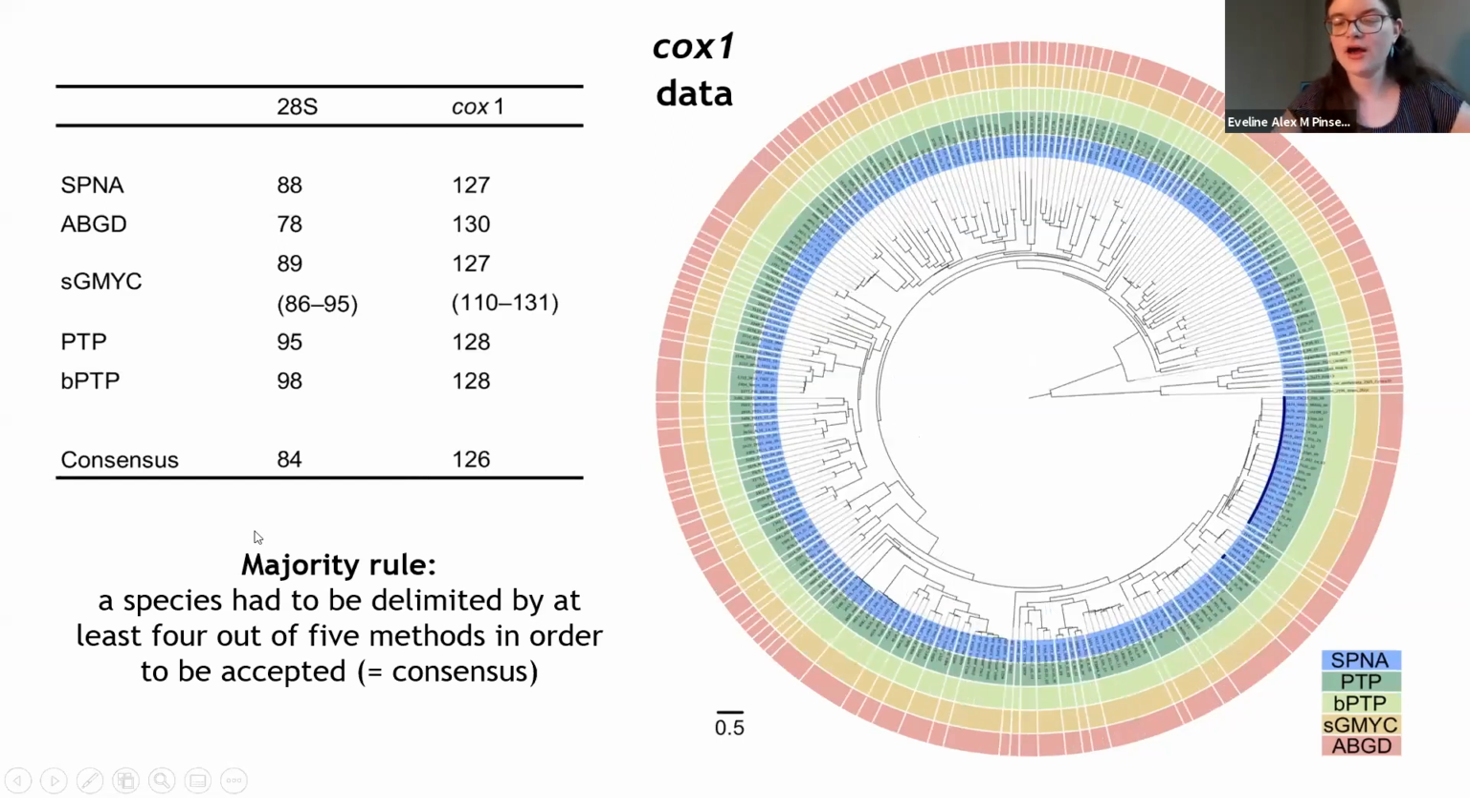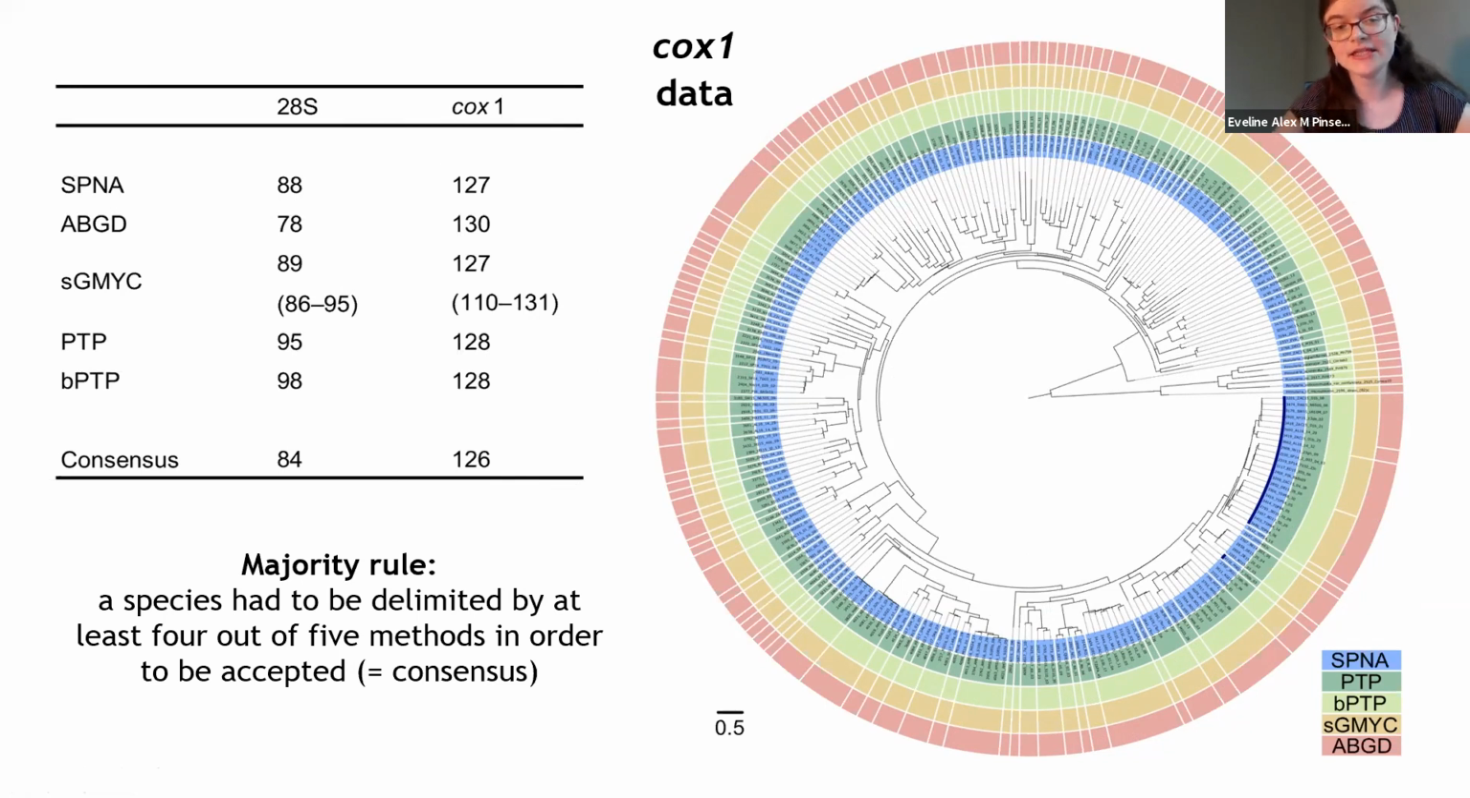Now, we did the same thing for our mitochondrial COX-1 data, which are, as I said before, extremely variable. And if you look at the results, we see that, well, we have a much larger number of potential species delimited here. And also these numbers are actually much closer to one another than for the 28S gene between those methods. And if you look at the consensus species delimitation, we could accept 126 as the number of species in our data set, or potential species.